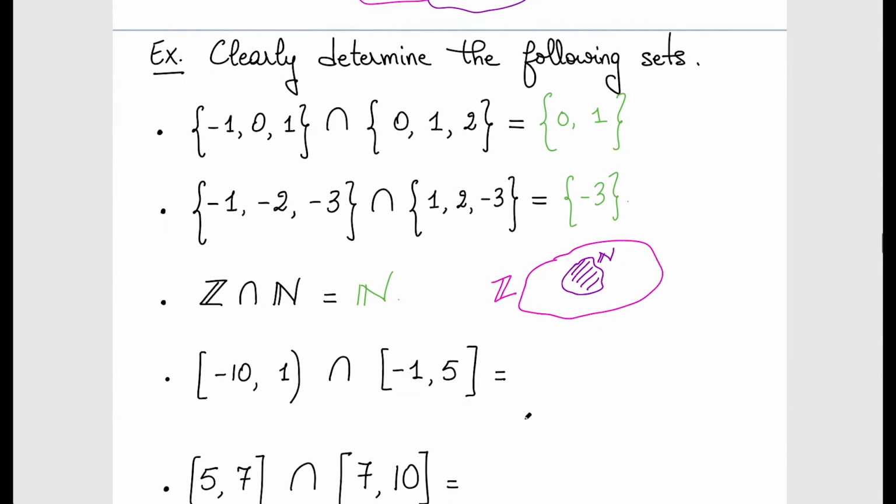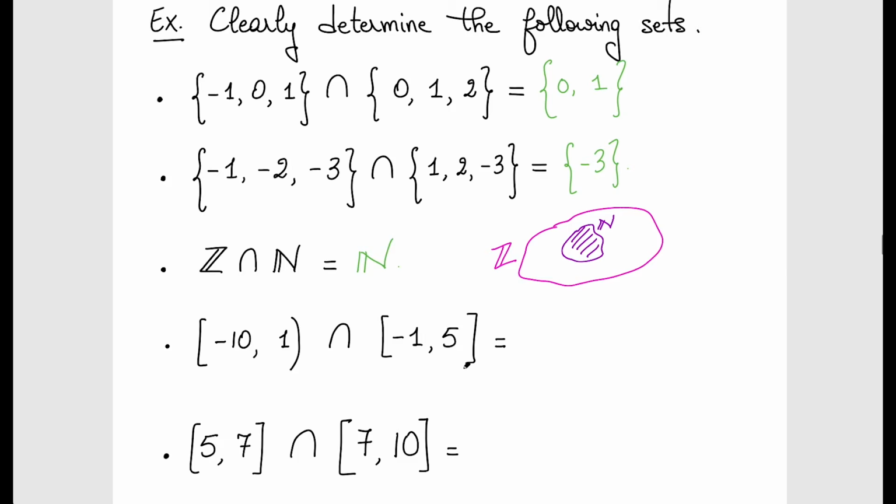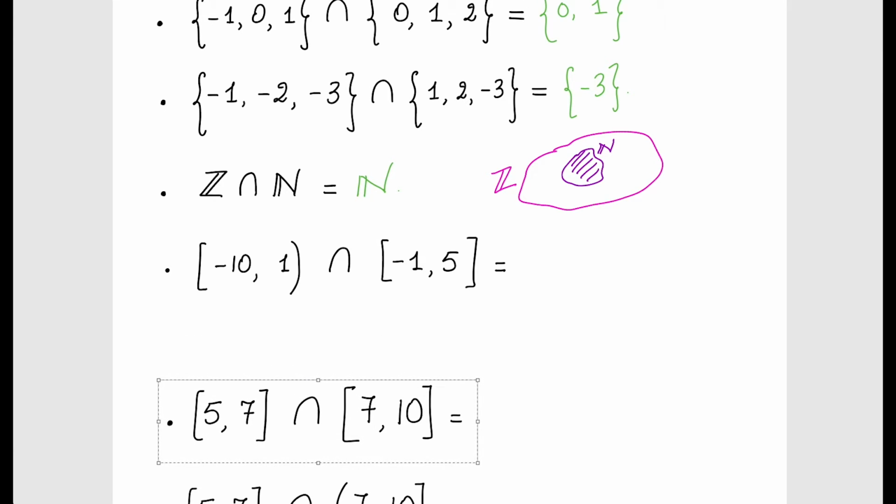Alright. How about this? -10 to 1, closed at -10, open at 1, intersected with the set or the interval between -1 and 5, including -1 and including 5. Alright. Let's actually have a picture, a number line picture here. Let's move this a little bit down. So this is the number line. Okay.